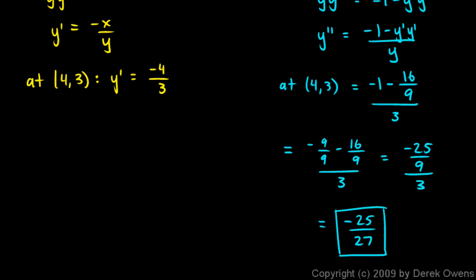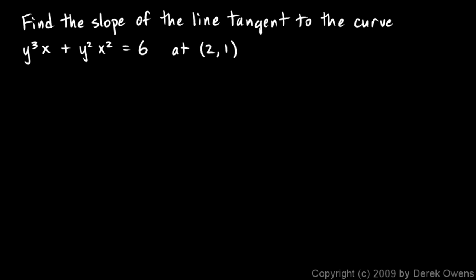The next problem. Find the slope of the line tangent to the curve y cubed x plus y squared x squared equals 6 at the point (2, 1). So I need to find the derivative of y with respect to x. That will be the slope of the tangent line at this point.